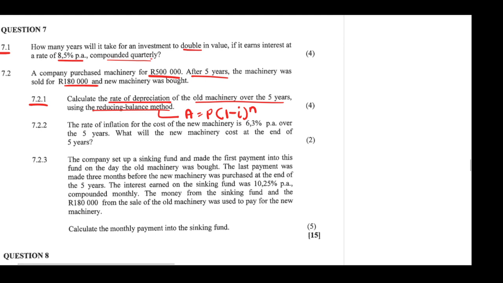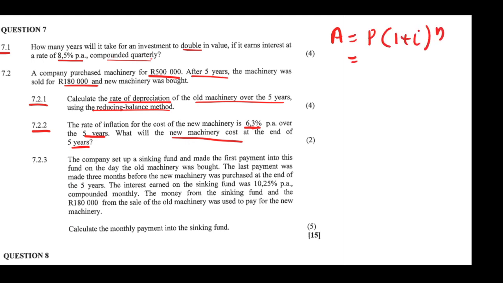Anyways, now we go to 7.2.2, right? Erase this. 7.2.2, we are told that the rate of inflation of the cost of a new car is 6.3% over a period of 5 years. What will the new machinery cost at the end of 5 years? So this is also a simple question. So we're just going to use our compound formula. And we know that the machinery cost is 500,000 Rand, right? That is the original price of the new machinery. So it's 1 plus, and the interest rate is 6.3%.